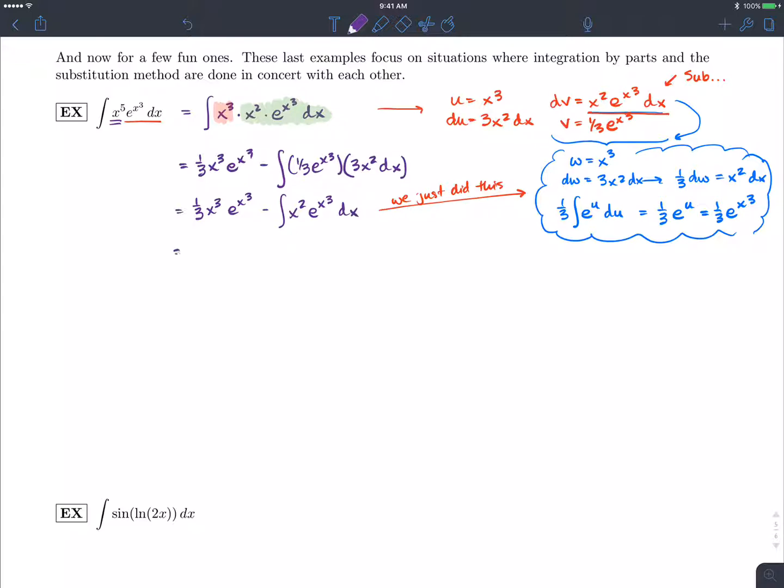And now we'll get our solution. So we'll have 1/3 x cubed e to the x cubed minus, and we know that this worked out to be 1/3 e to the x cubed plus c. And then, we could factor this theoretically, but we can just call that our final answer.